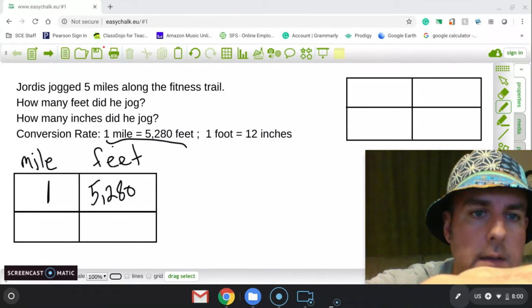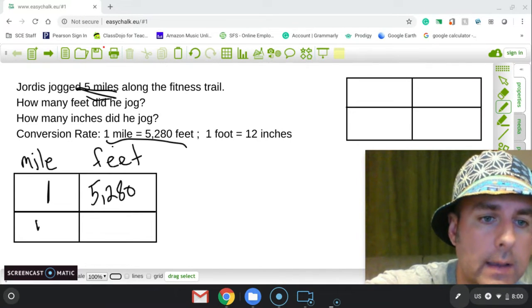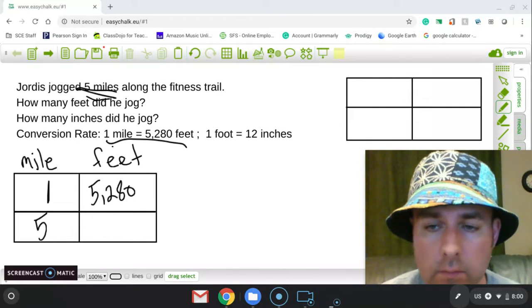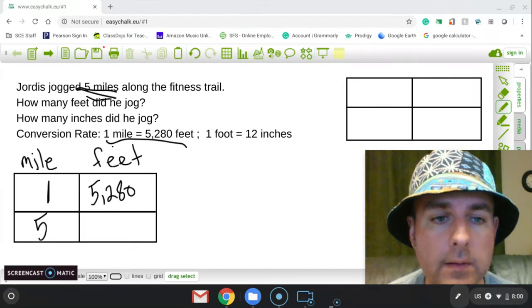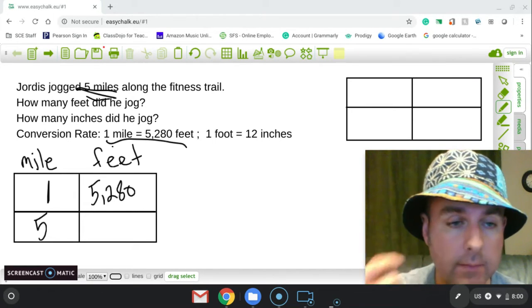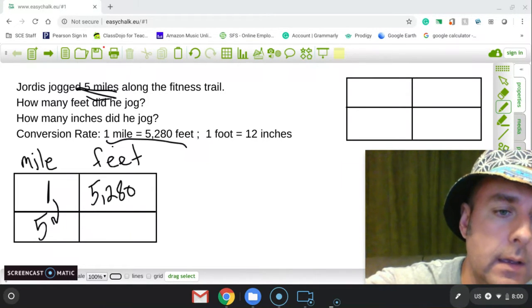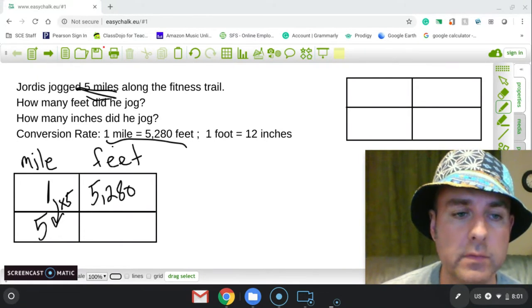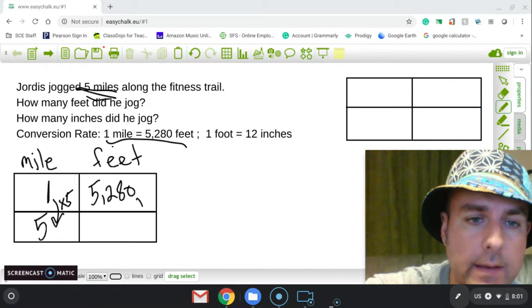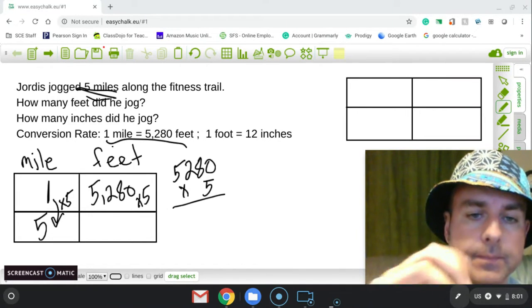So what else did they give us on this problem? Well, they said he jogged 5 miles. Where does that go? Well, it's miles, so it has to go under the miles. So on this particular one, I could either go sideways. I could say, how do I get from 1 to 5,280? Or I could go up and down. How do I get from 1 to 5? Well, it's really the same problem, but going from 1 to 5 is easy enough for me. It's just times 5. So if we're going times 5 to get to 5, we have to take 5,280 times 5. So right here, I'm going to write 5,280 times 5, and I'm going to work it out.